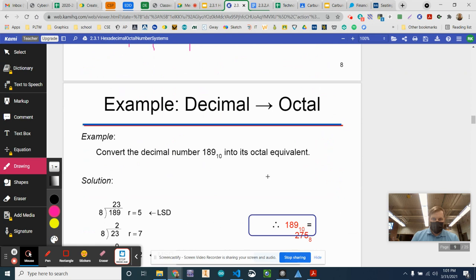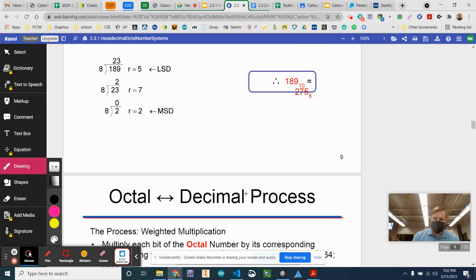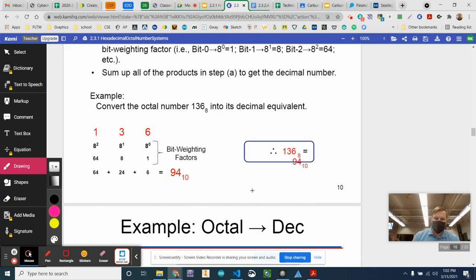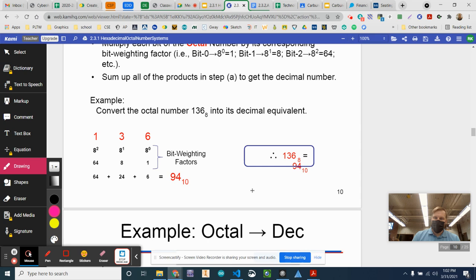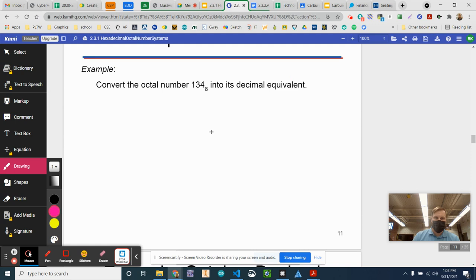All right, so let's move down, and here they go. And it looks like we got the answer. Okay, this is going the other way now. So if we're going to go backwards, it's the same idea. We're going to use that same scale, right? So I'm going to draw it out.